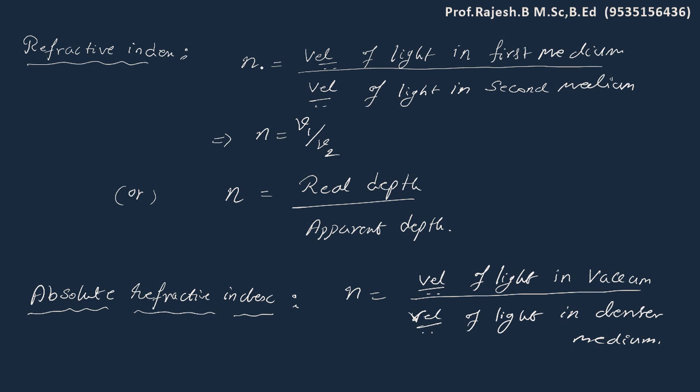Refractive index. What is refractive index? Ratio of two velocities in two different mediums. We also define this as real depth by apparent depth. Absolute refractive index means the first medium must be vacuum.